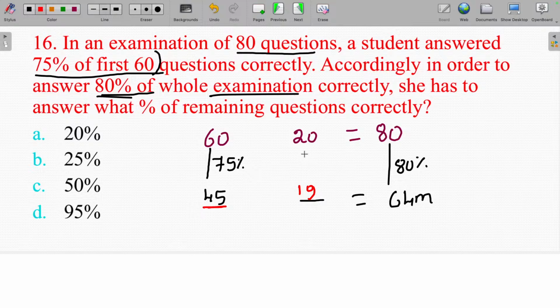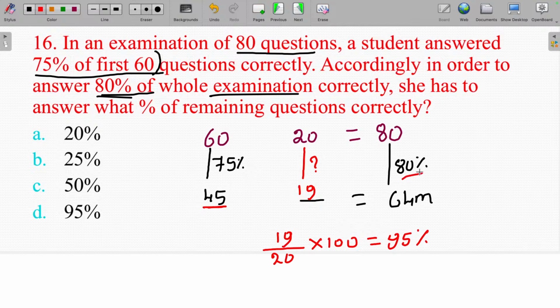Now the question they are asking: what is the percentage I have to get? That's the question here, which means 19 marks I have to score out of 20 questions. To convert any fraction to percentage, multiply by 100, so your answer will be 95 percent I have to score in the second paper, then I will get 80 percent.